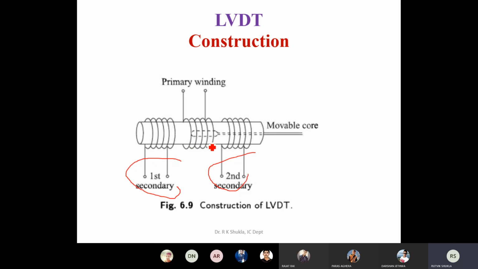On the two opposite sides of the secondary, whenever the core moves with respect to this primary and secondary, the amount of coupling on either side will increase. Suppose the core is between the primary and the second secondary, then the maximum EMF will be induced on the second secondary, and whenever the core is between the primary and the first secondary, then maximum EMF is induced on the first secondary. Now this movable core, why does it give maximum EMF? Because the core is generally made up of a material which has a high permeability.